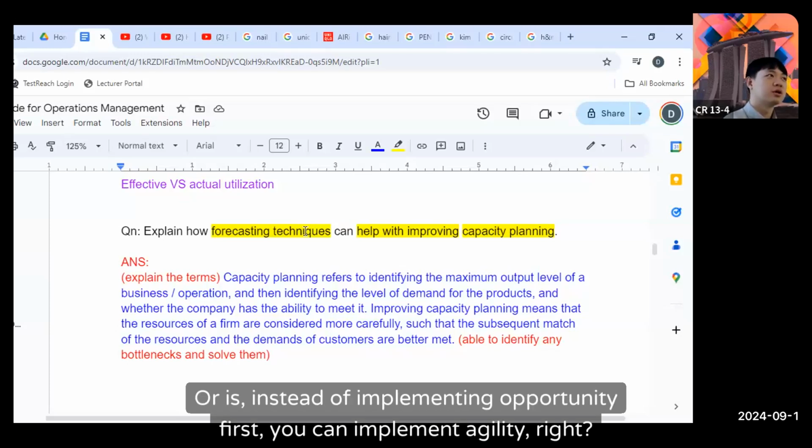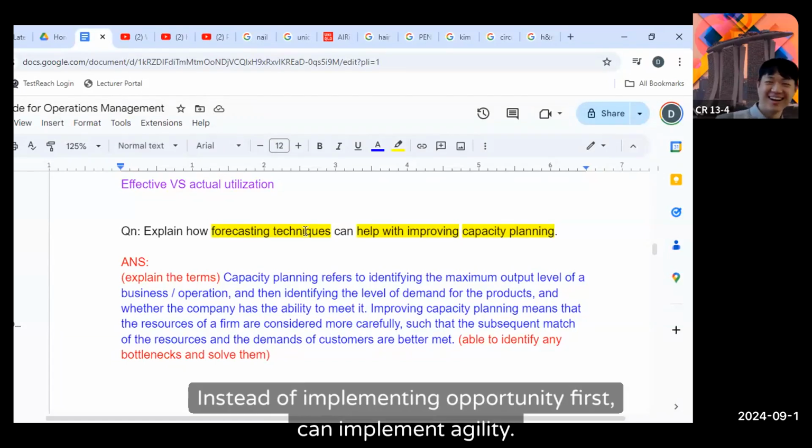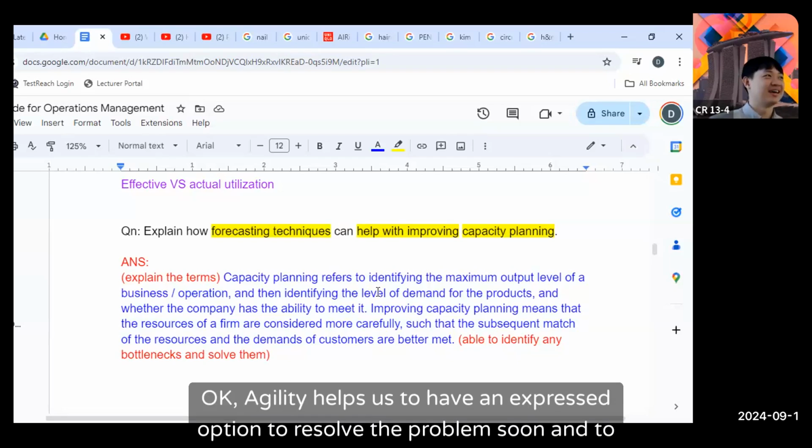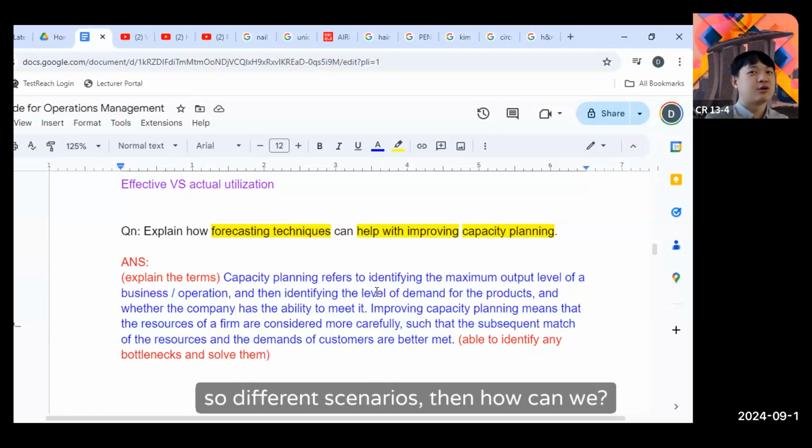Or else, instead of implementing opportunity cost, you can implement agility. Instead of opportunity cost, we can implement agile techniques. Agility helps us have a next best option to resolve the problem soon and to have a resilient supply chain. So essentially, that means you have different scenarios.